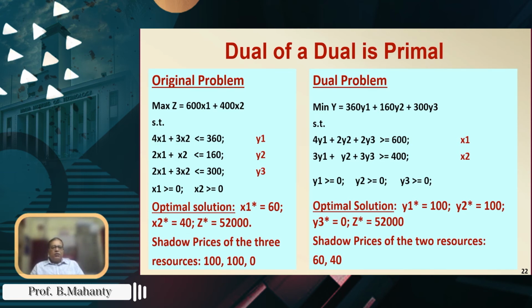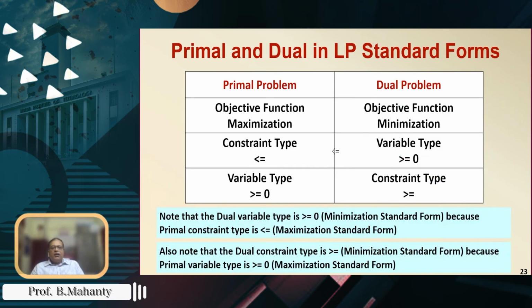So this is the original problem, this is the dual problem, and we have already seen that if you take the dual of the dual, you get back the primal. All right, so this already we have seen. That slide is shown again to bolster our ideas. Now, here is a very good summary of what we are trying to say in a tabular form.